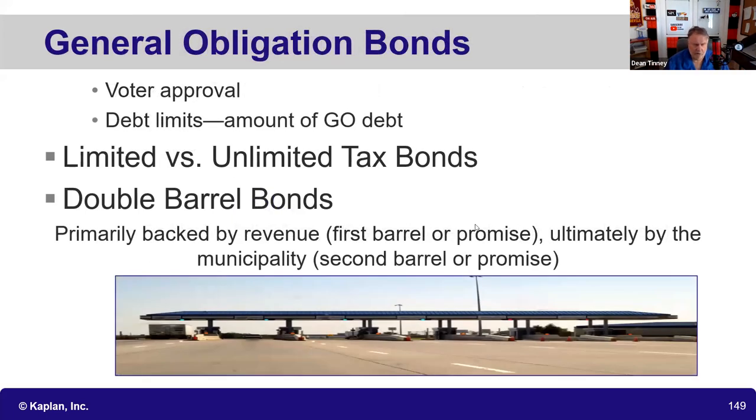Very testable. All GO bonds require voter approval. That's very, very testable. Trade confirmations are testable in this regard. You need to know that on the confirmation, we're going to disclose capacity. You need to know if it's a muni bond at a premium, we're going to quote yield to call. So there are some disclosures on the confirmation. Not heavily tested, though.